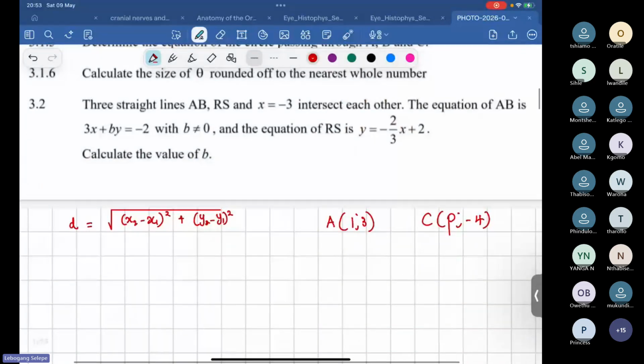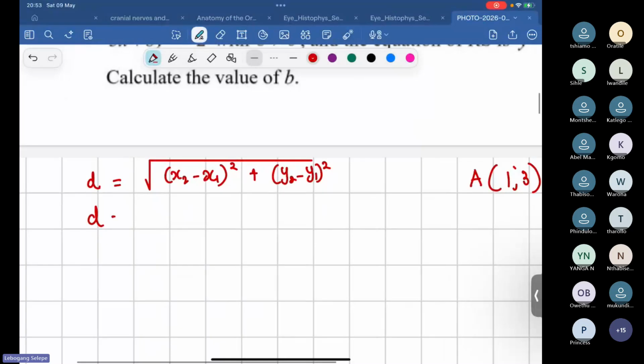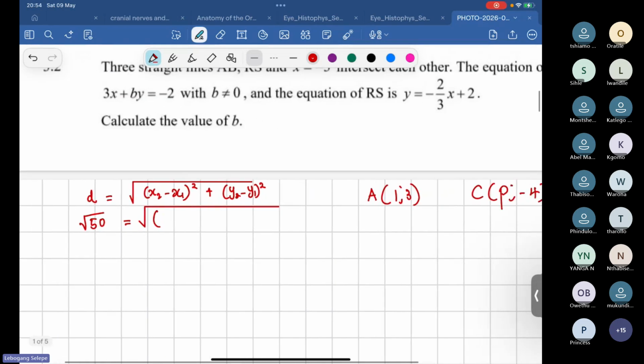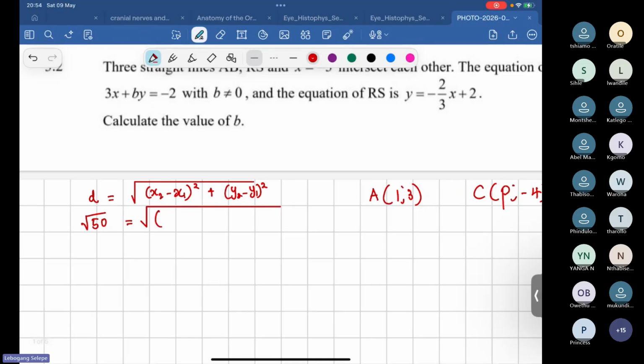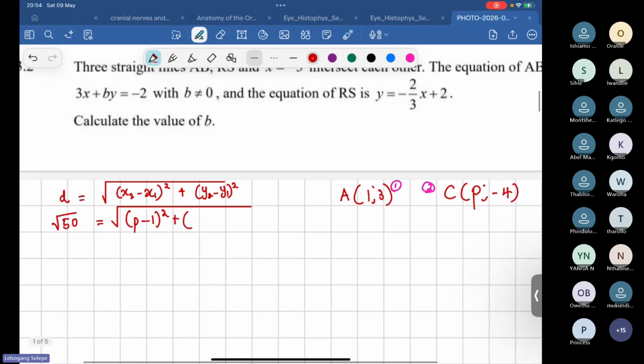So now we are doing the substitution. The distance, the square root of 50 units, is equal to the square root of, it depends on us which one we want to use as our 2's and our 1's. I'm choosing to use C as our 2's and A as our 1's. So substituting that means that x2 is going to be P minus x1, which is 1, squared, plus y2 is going to be the y value of C, which is -4, minus y1, which is 3, like that.